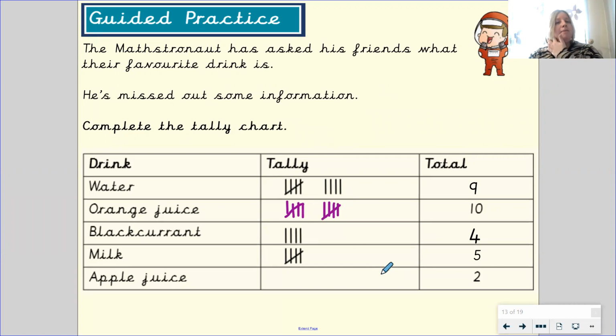Let's see how many people liked apple juice. 2 people liked apple juice. So I'm going to draw 1, 2. And I've now completed the tally chart.